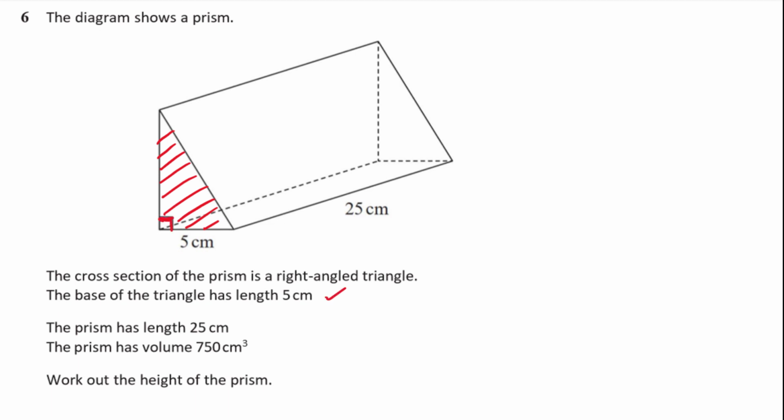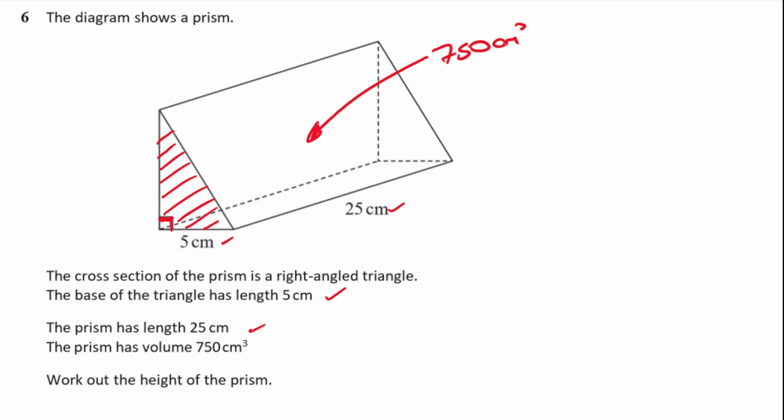The prism has a length of 25 centimeters. That's been marked there. And the base of the triangle is 5. That's on there. The volume of the prism is 750 cubic centimeters. That's not marked on there. Let's just kind of add it to our diagram. So this has got 750 cubic centimeters. I like to have everything there on the diagram so I can see it all together. Work out the height of the prism.